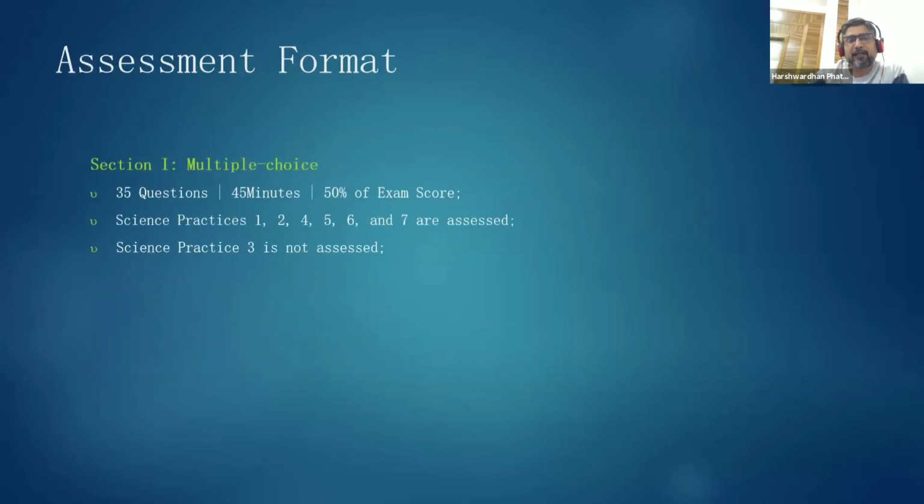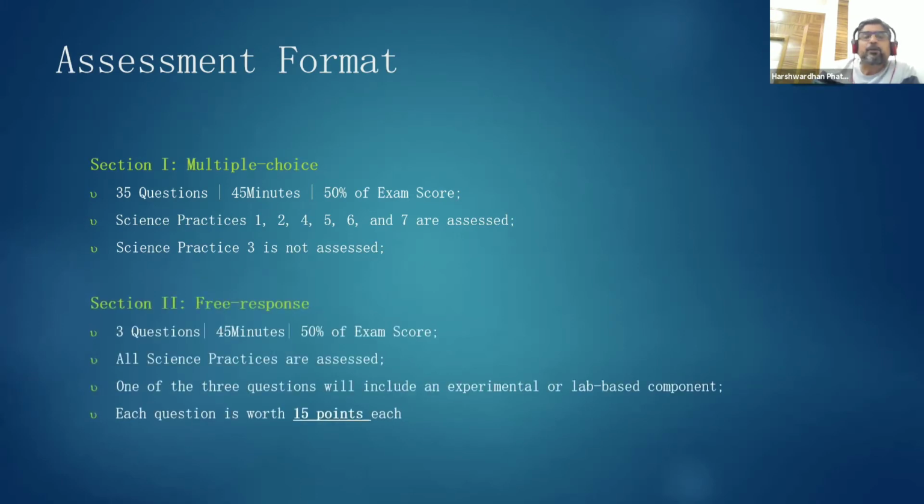The assessment format, as I said, multiple choice questions, there are 35. Total time allocated is 45 minutes. It contributes to 50% of the examination score. Okay. Now, again, these science practices have been mentioned explicitly on the website. My suggestion, again, students should go through these science practices. It is a separate page mentioned on the AP Physics C Mechanics page. Okay. And section 2, as I said, is free response. Again, 45 minutes and 50% of the weightage is for this FRQ.